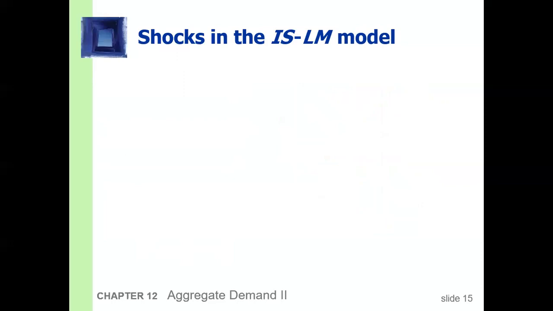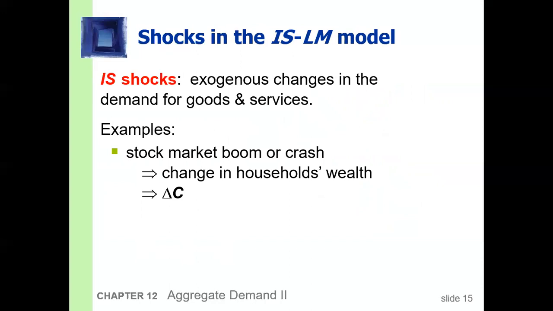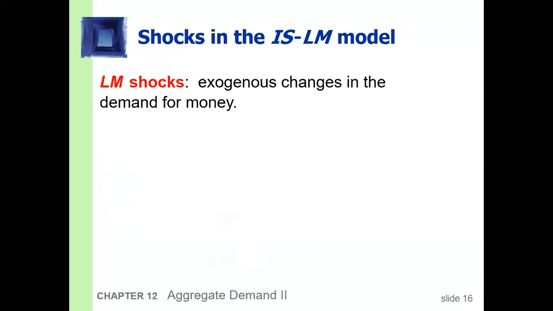What about shocks in the IS-LM model? IS shocks are exogenous changes in the demand for goods and services. Examples: a stock market boom or crash, or a change in households' wealth, which may shock the demand for goods and services. Also, a change in consumption, or a change in business or consumer confidence or expectations, will change investment or may also cause a change in consumption.